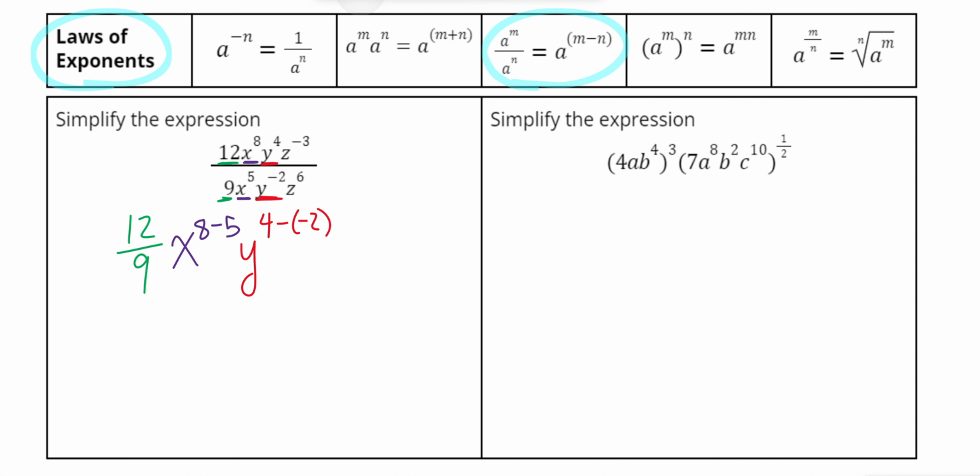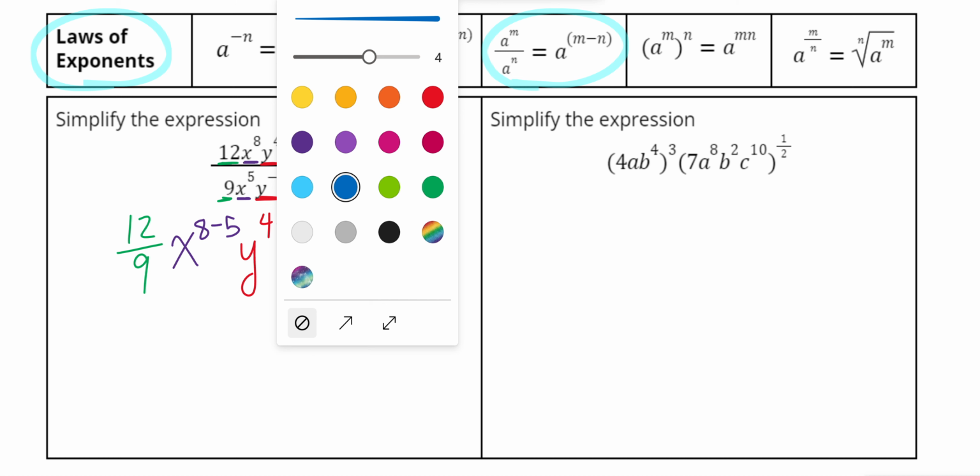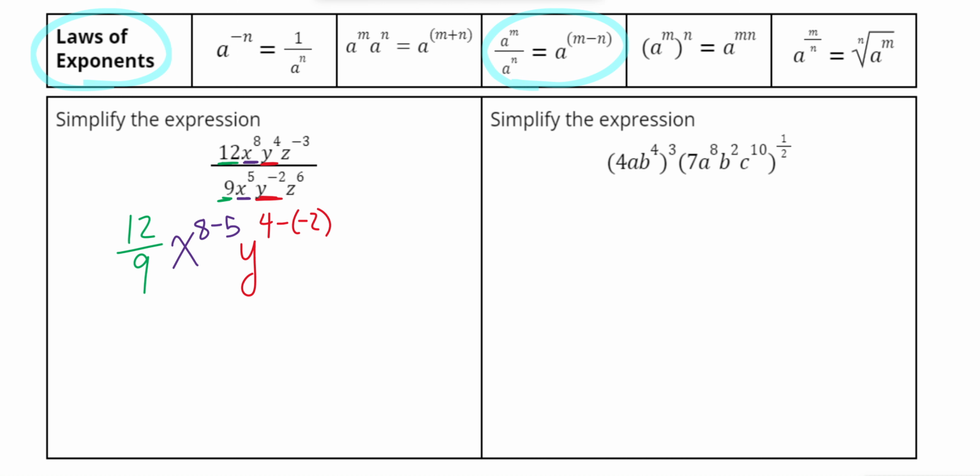For the coefficients, 12 over 9 simplifies to 4 over 3. Next is x to the 8 minus 5. 8 minus 5 is positive 3, so x to the positive 3rd power. Then y to the 4 minus negative 2. 4 minus negative 2 is like 4 plus 2, so this would be y to the positive 6th power. Then the z's: we had z to the negative 3 minus 6, which is negative 9.